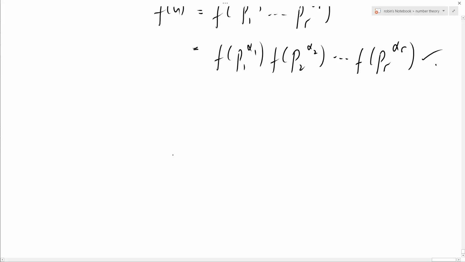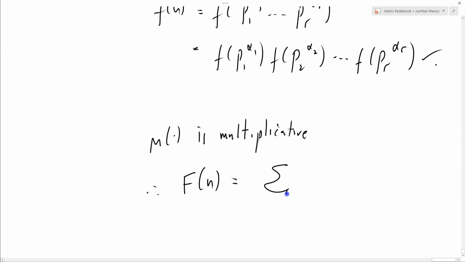Okay, so the Mobius function is multiplicative. So mu as a function is multiplicative. Therefore, I'm just going to write f of n equals the sum over d divides n of mu of d, where mu equals the Mobius function.